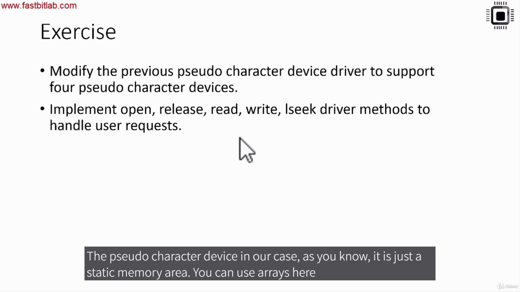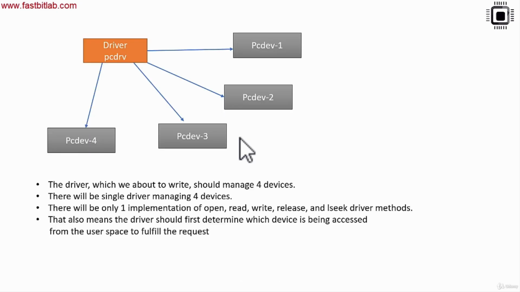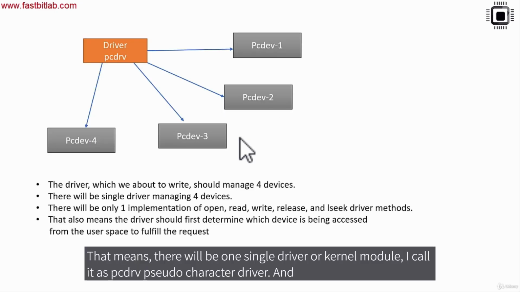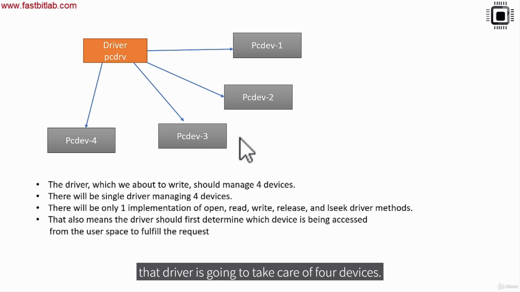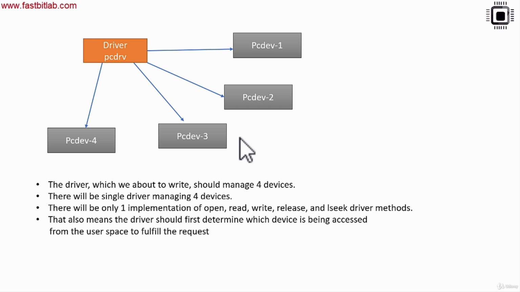The pseudo character device, in our case, as you know, is just a static memory area. You can use arrays here as well. Let's proceed. That means there will be one single driver or kernel module. I call it PCDRV, pseudo character driver. And that driver is going to take care of 4 devices. Let's call them PCDev1, PCDev2, PCDev3, and PCDev4.